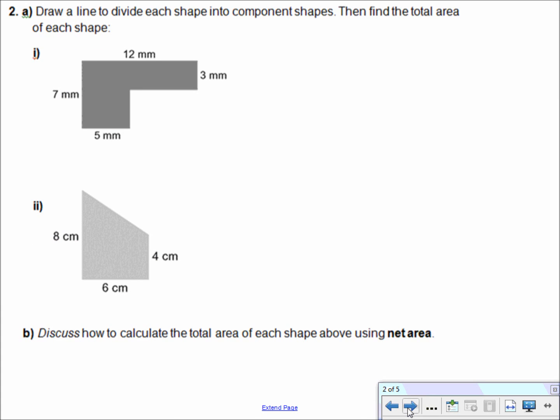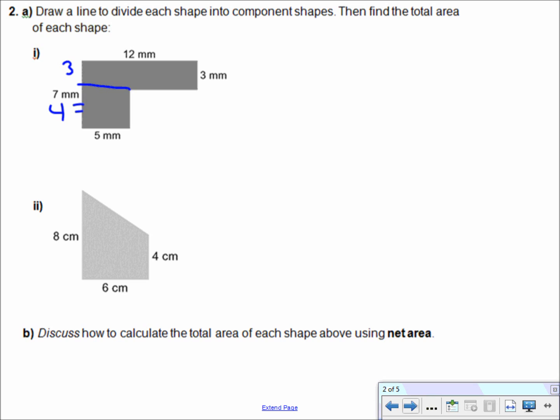So, draw a line to divide each shape into composite shapes. Then find the total area of each shape. Okay? So, how do you want to divide this up? I would argue right away that I'm going to divide it this way, because when I'm looking at this, I know it's 12 by 3 right away. And then here, I know that this is 5. I know the entire thing is 7, but we know that this is 3. So then this part would be 4. Okay, so I would divide it up that way because I personally think it's easier.